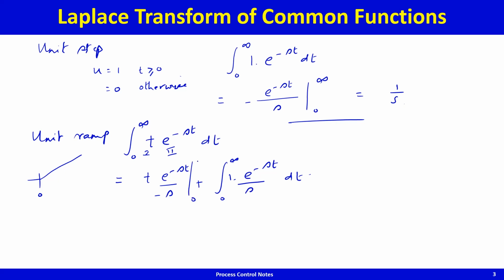Here the limits are 0 to infinity, and therefore what you get at t equal to infinity, e to the power minus st goes to 0 much faster than t, so this term will be 0. At t equal to 0, t is 0, so this goes to 0, and over here we get minus e to the power minus st divided by s square. Limits are from 0 to infinity, and this will turn out to be 1 by s square.